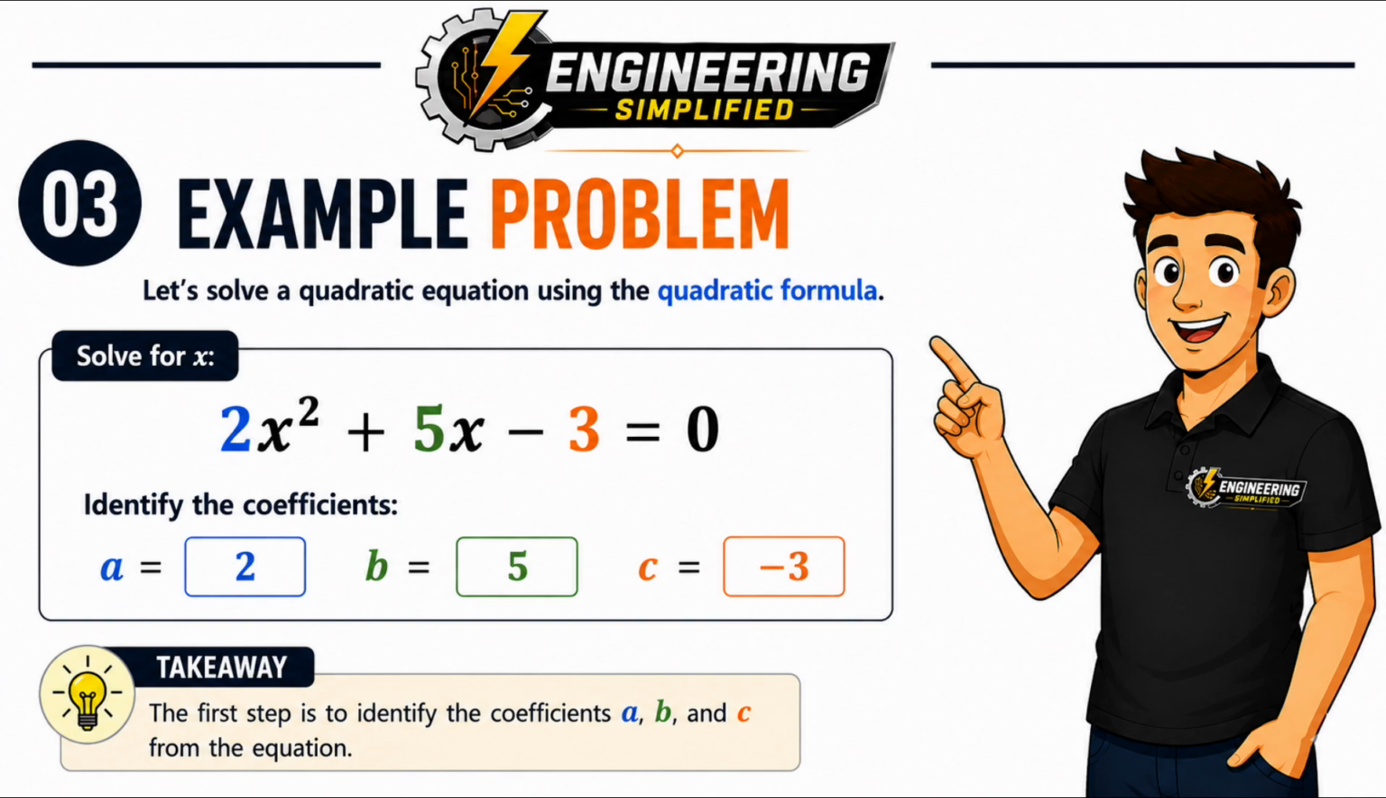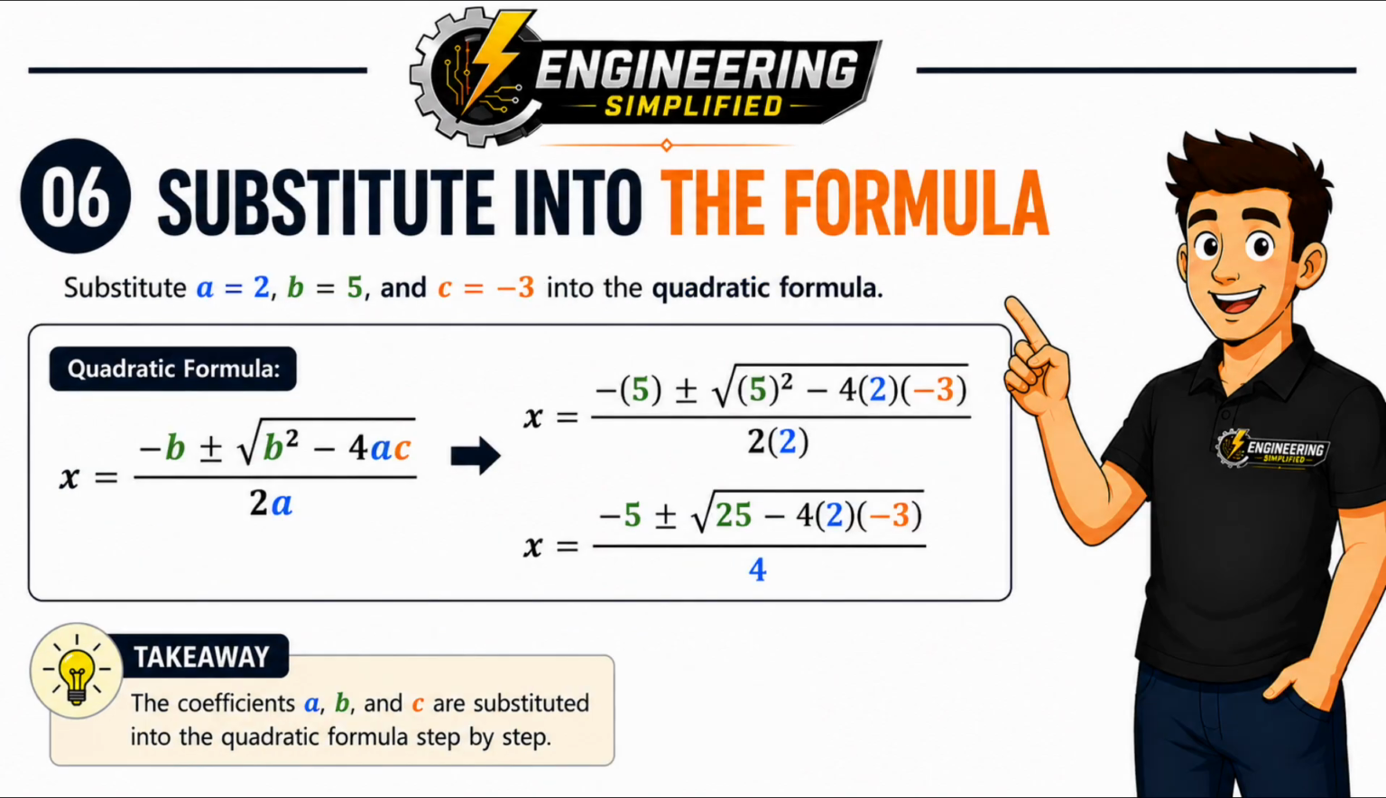Let's solve our first example. We want to solve 2x squared plus 5x minus 3 equals 0. First, identify the coefficients. A equals 2, b equals 5, c equals negative 3. Now substitute these values into the quadratic formula. Replace a, b, and c carefully.